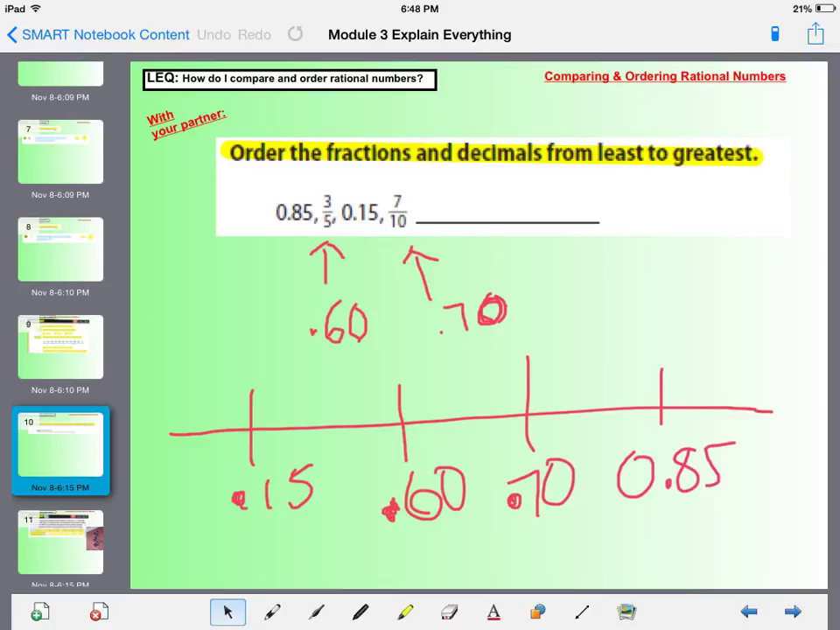Because now we can simply, knowing that the number line goes from least to greatest, determine that 15 hundredths is less than 60 hundredths, which is less than 70 hundredths, which is less than 85 hundredths.